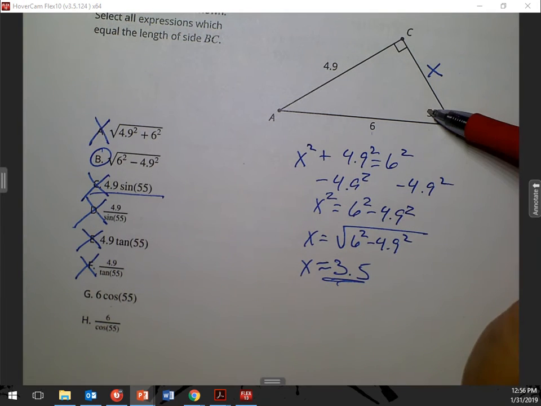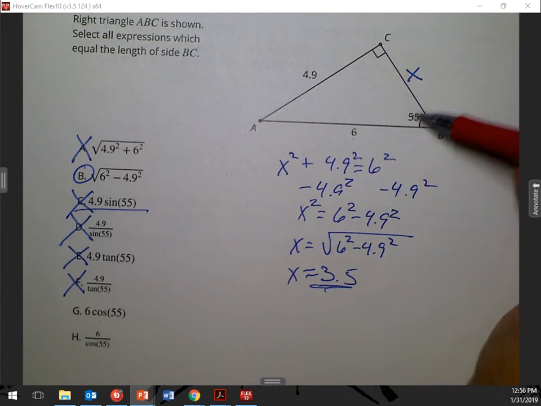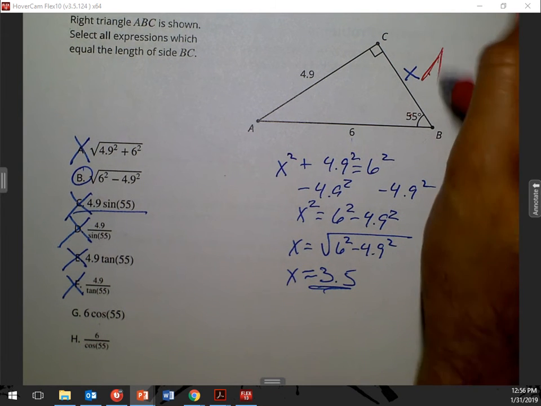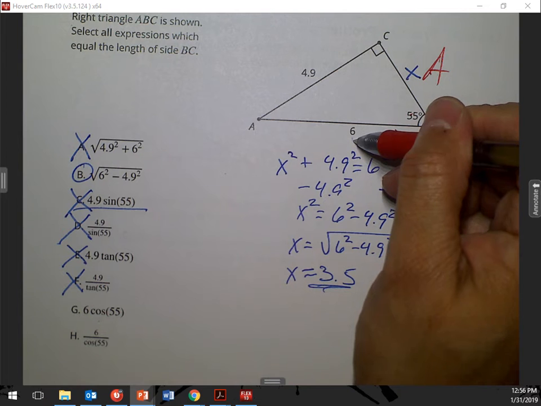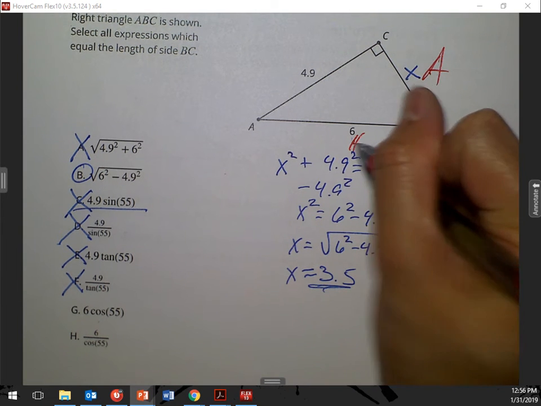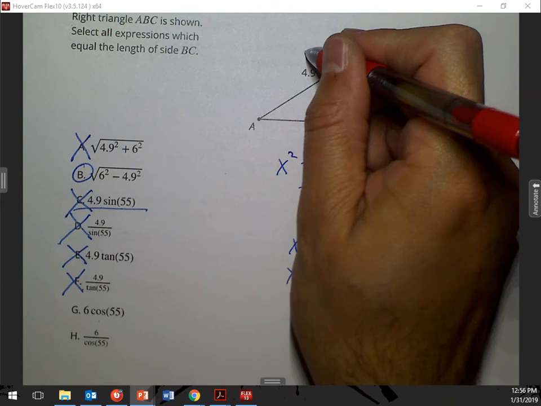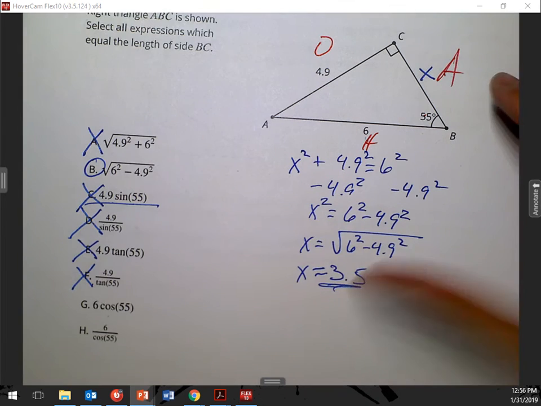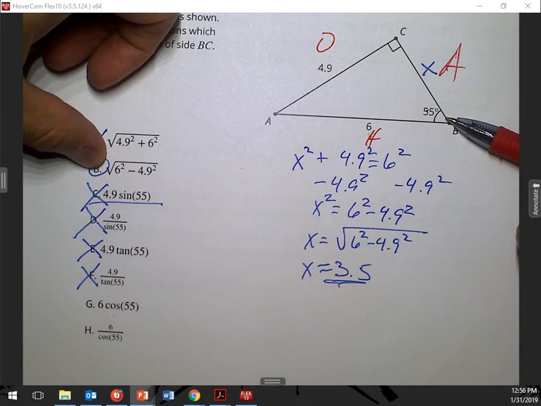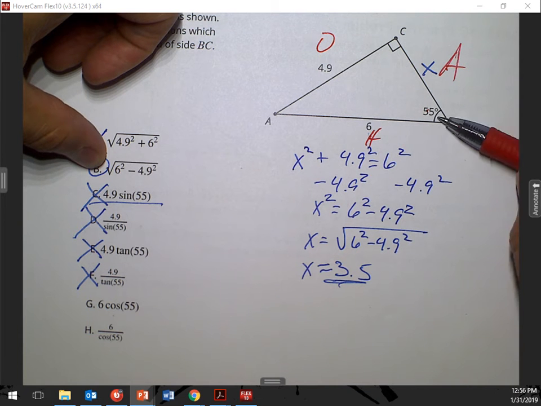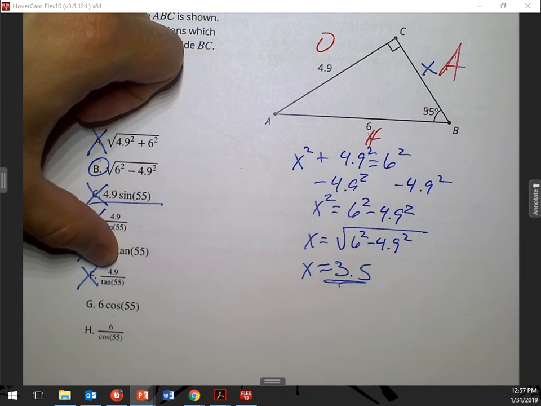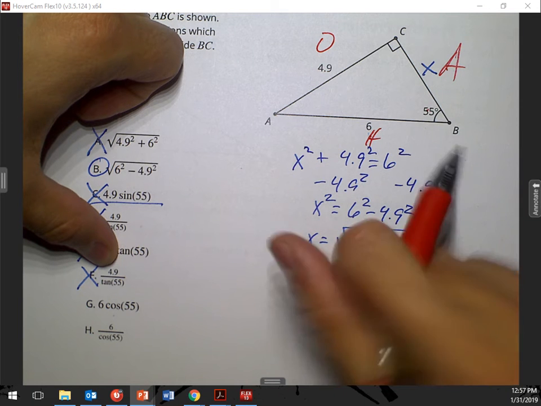So from here, from this angle, this side is the adjacent. This side over here is the opposite. The hypotenuse. This is the longest side. That one's hypotenuse. This one over here is the opposite, right? So from here it should be, yeah, actually F should be it too.